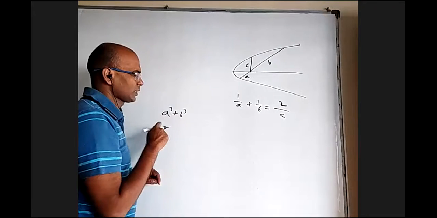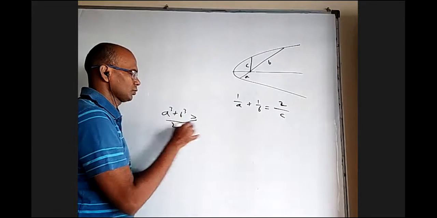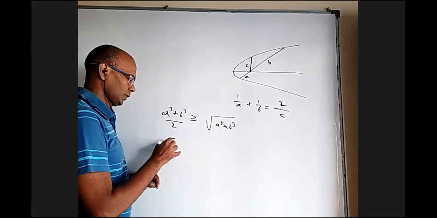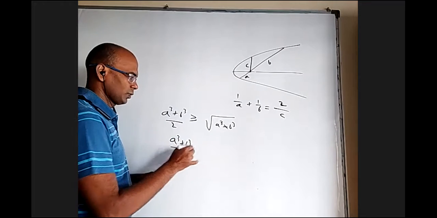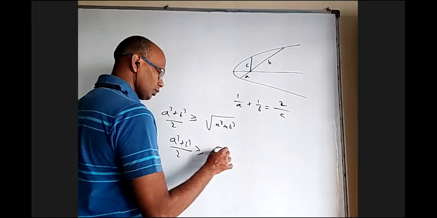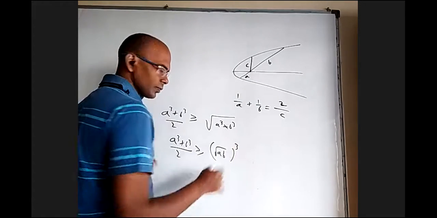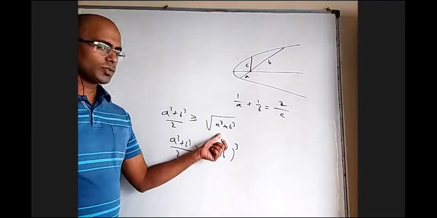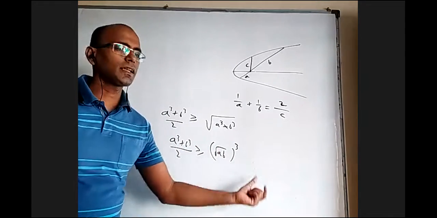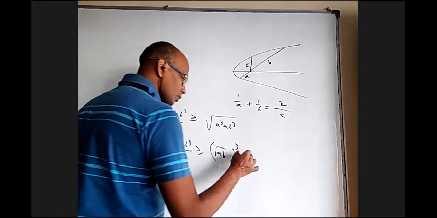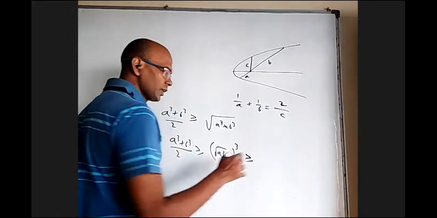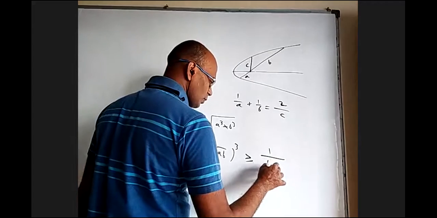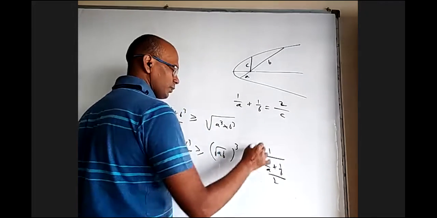Let's say I want to use AM greater than or equal to GM. It will come greater than or equal to the square root of A cube into B cube. That is, A cube plus B cube by 2 is greater than or equal to root AB whole cube. But root AB is the geometric mean. Here I used arithmetic mean greater than or equal to geometric mean. I want to use geometric mean is greater than or equal to harmonic mean. So this is greater than or equal to, what is the harmonic mean of A and B? Take reciprocals, take the arithmetic mean, then the reciprocal of that, which is 1 by A plus 1 by B by 2 whole cube.